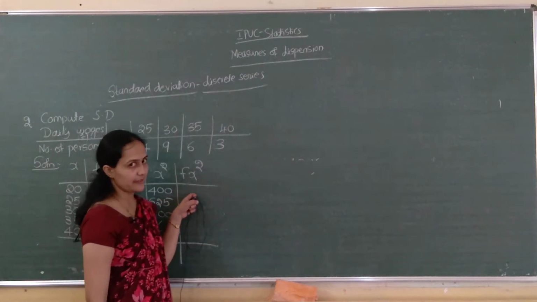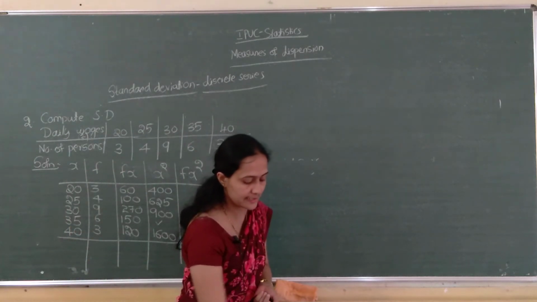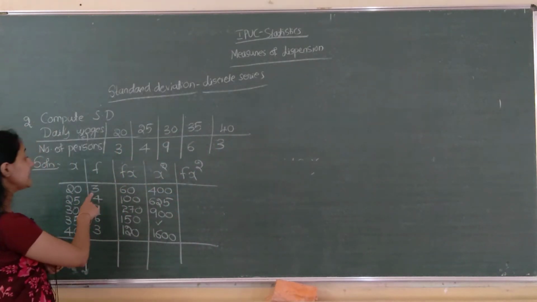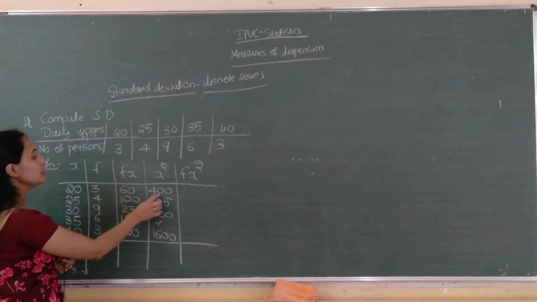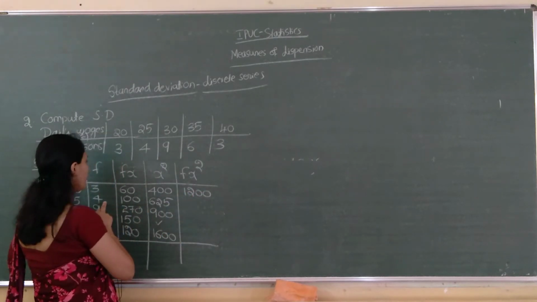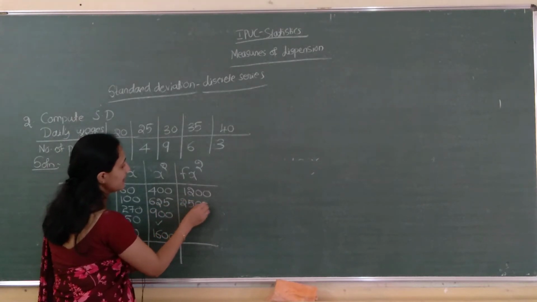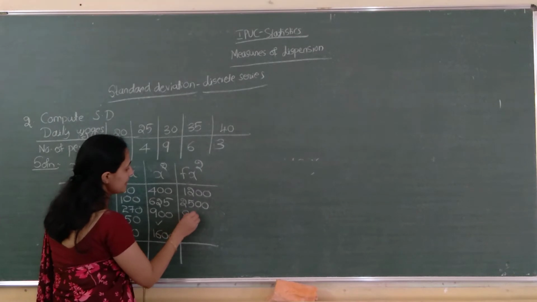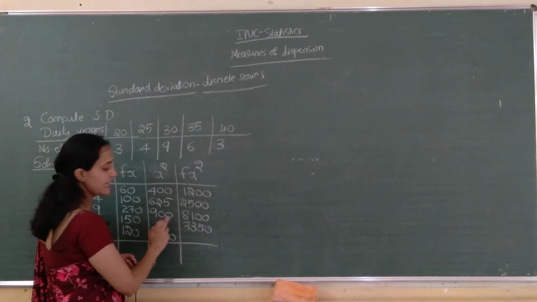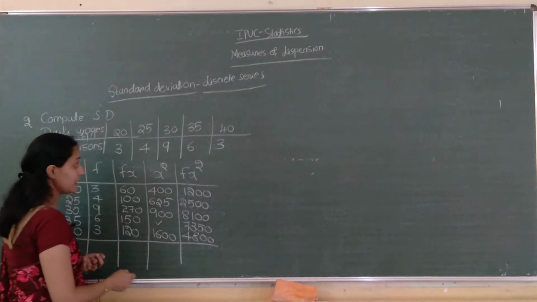Next, f into x square. Remember, this is not f x the whole square. This is f into x square. Three into 400 is 1200. Next, 4 into 625 is 2500. Next one 8100. Next one 7350. Next 4800. Now the total we have to find.